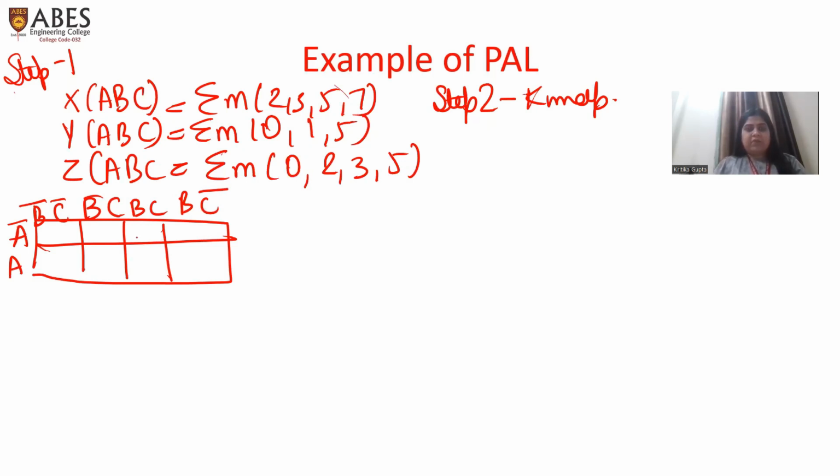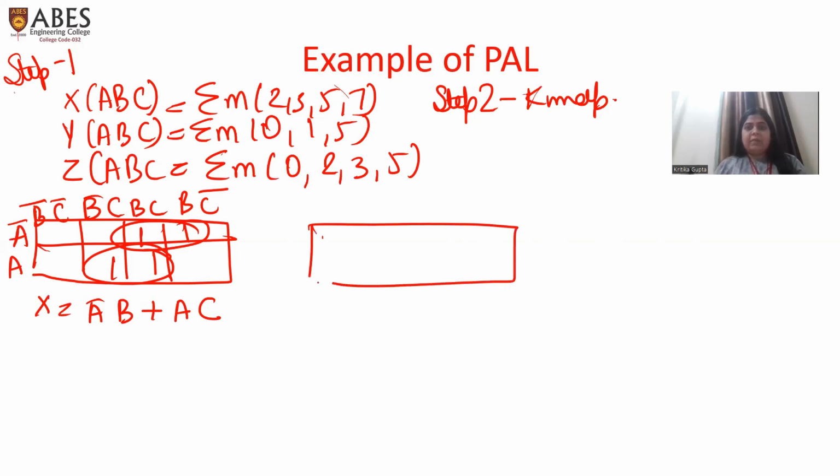For X, the K map has 2, 3, 5, 7. I'm getting two pairs. So for X, the equation is A bar B plus A C. Yes, I'm correct. Next, for Y, again a K map of 8 cells because there are 3 variables.